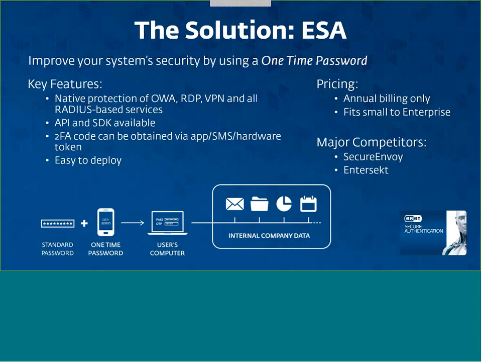For any other system that's not covered by the native protection that I already mentioned, you can use the API or the software development kit in order to integrate it with any of your own third-party systems. The solution is flexible in terms of how the codes can actually be obtained. So they support the Authenticator app, the SMS method, as well as the hardware token methods.